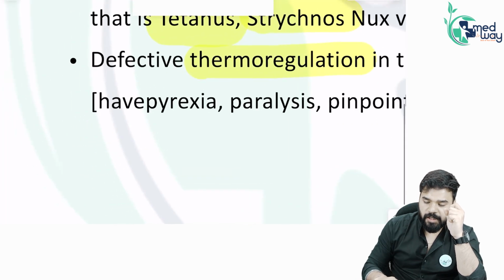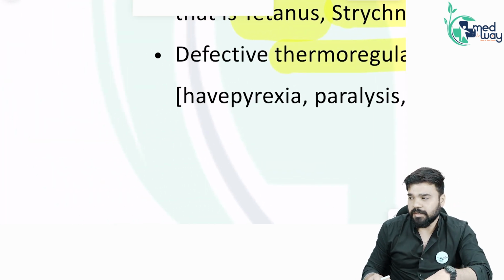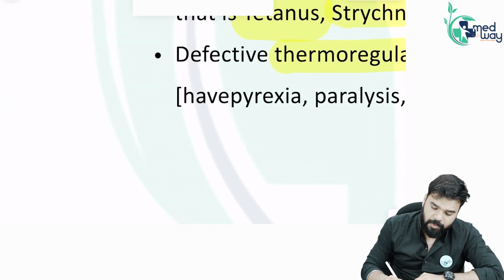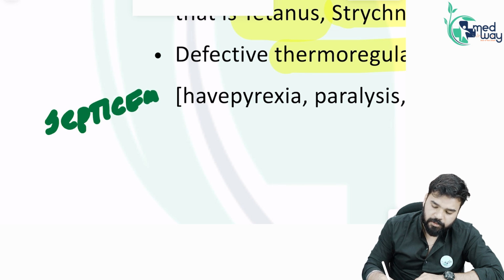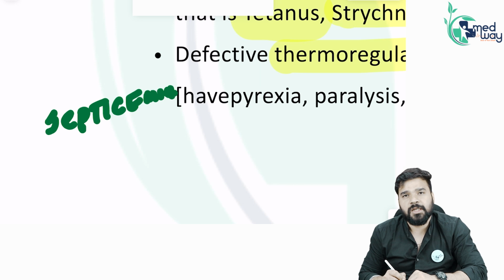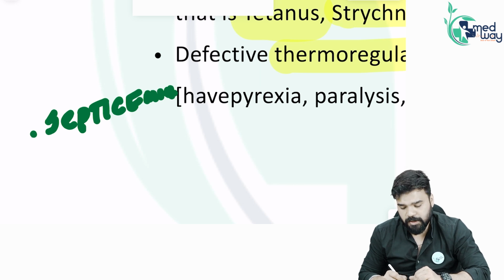So, what are the conditions where PM caloricity is seen? Remember, septicemia. Okay, infection in the body. If the cause of death of a person is septic shock or septicemia, there will be PM caloricity. Body will remain warm even after 1 to 2 hours of death.